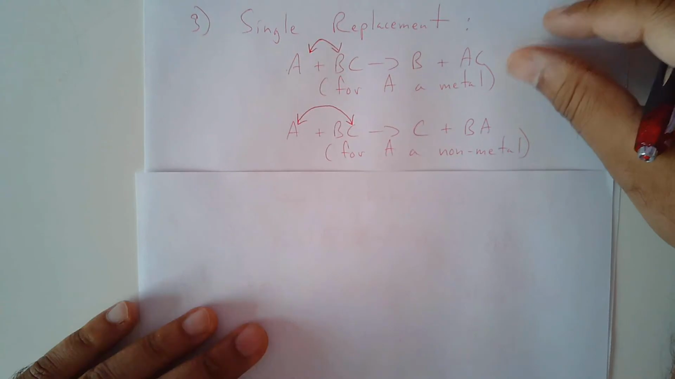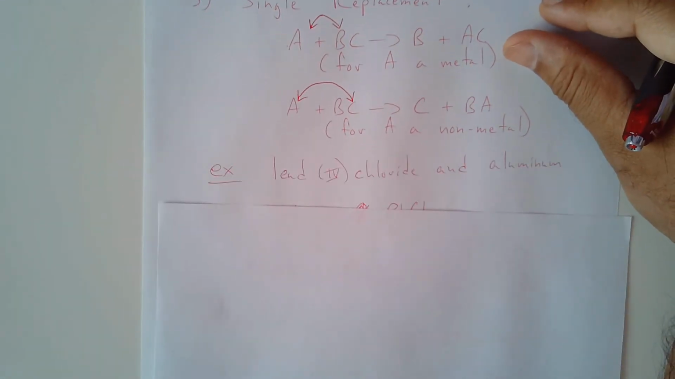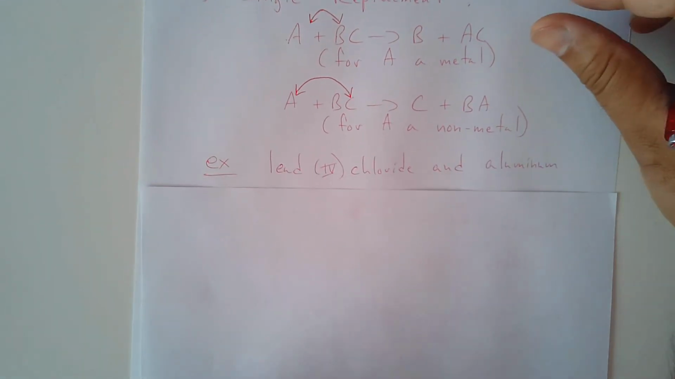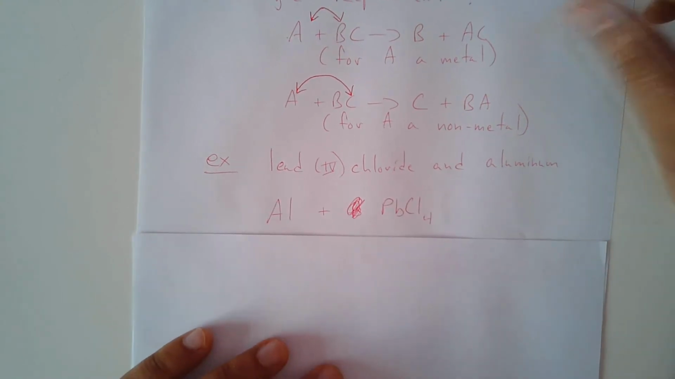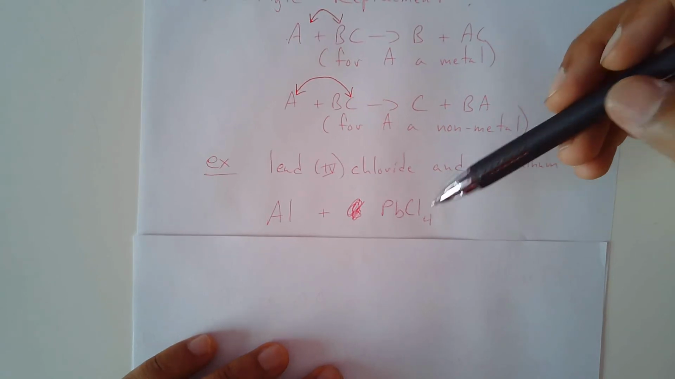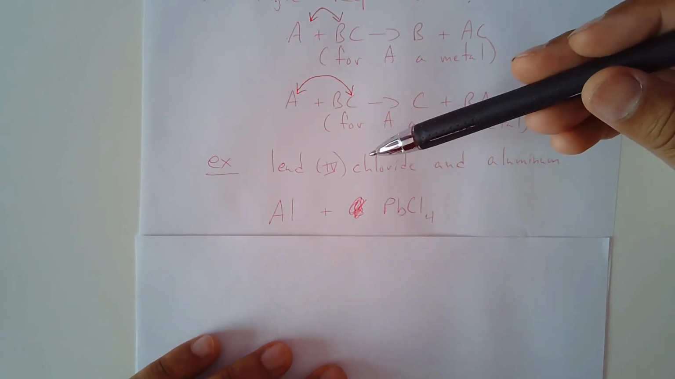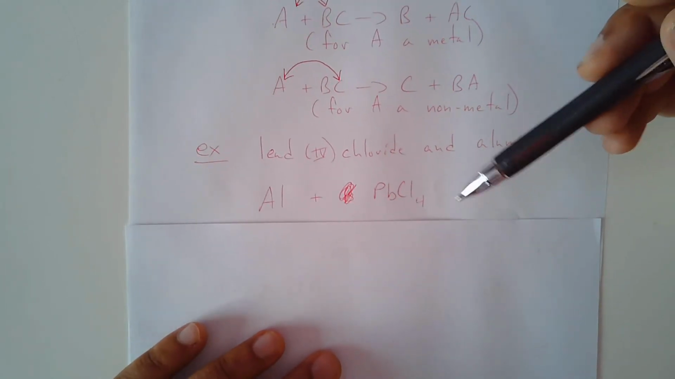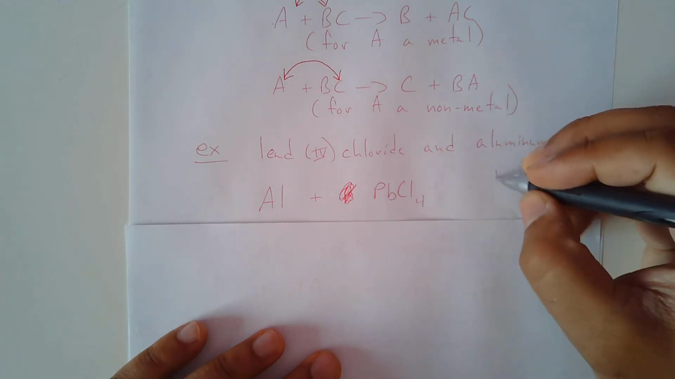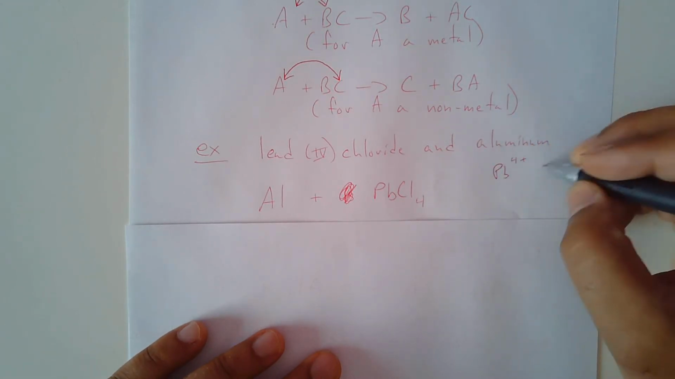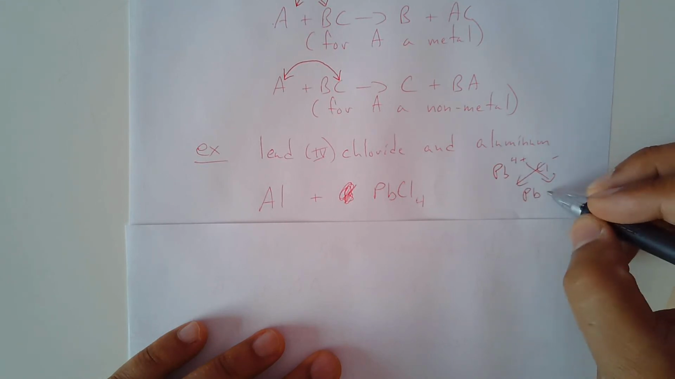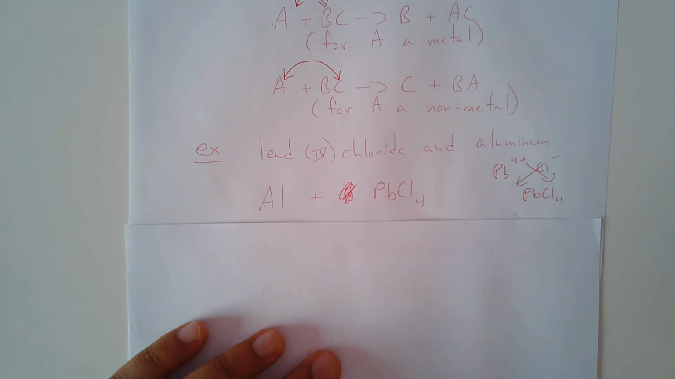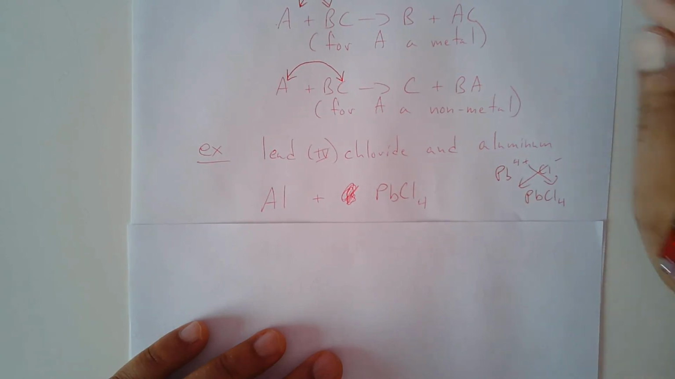So let's look at an example here. Let's say we have lead 4 chloride and aluminum. Okay, so there's aluminum metal, Al, and there's lead 4 chloride. Remember these ones with Roman numerals, that means that there's more than one combining capacity. So this one's going to be Pb4 plus, Cl minus, and then you switch those, you get PbCl4. Okay, so this is what's on your reactant side.